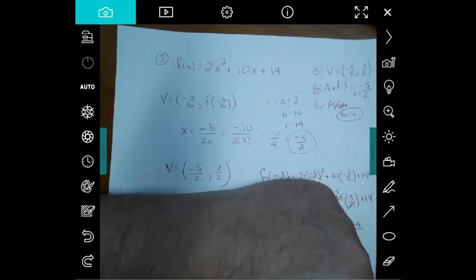True or false? This equation is going to have a minimum value. So I have to think, what direction is it opening? If A is greater than 0, it's positive, so it opens up. So true. It's going to have a minimum value.